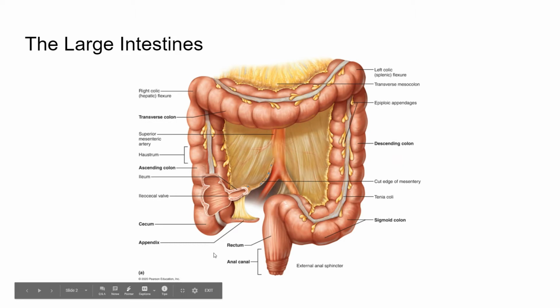And then the second portion that we'll look at is called the appendix, which is kind of this little offshoot of the large intestine. A couple things about the appendix. It's basically a mass of lymphoid tissue. We talked a little bit about it in the lymphatic system. It's a bacteria storehouse, and so there's lots of bacteria in there.